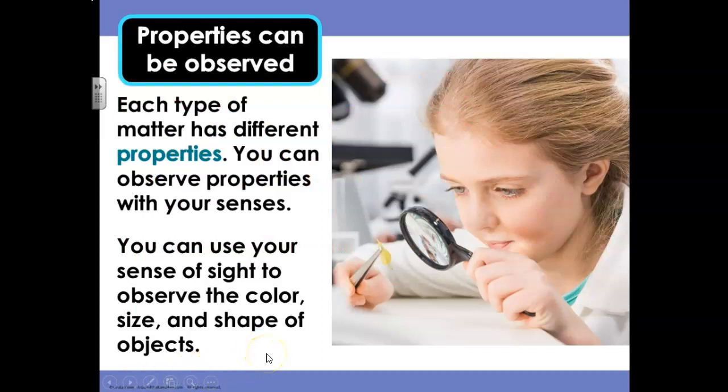Okay, so let's talk about properties. Properties can be observed. That means you can see these with your senses. You can use your sense of sight, like to observe the color, size, or shape of an object. Look at the girl. She is observing the leaf. She can look at the leaf and tell the color, the size, or the shape of the object.